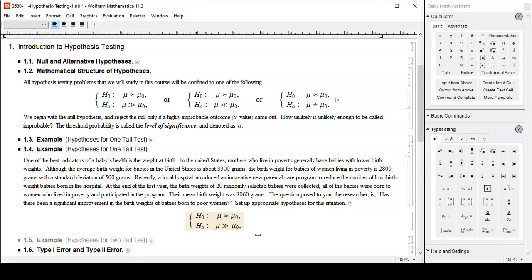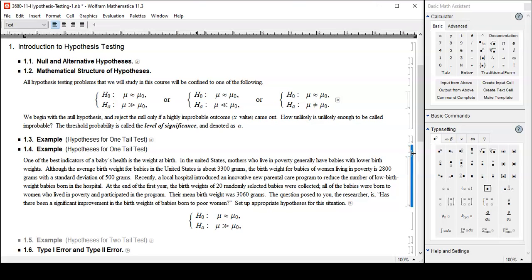Now, which number? We have a number of competing numbers here. 3,300 grams, 2,800 grams, 3,060 grams. Now, I don't think anybody will be puzzled at 500 grams here because it specifically says standard deviation. So that's not it. We are looking for the mean. So what is it? 3,300 grams, or 2,800 grams, or 3,060 grams?